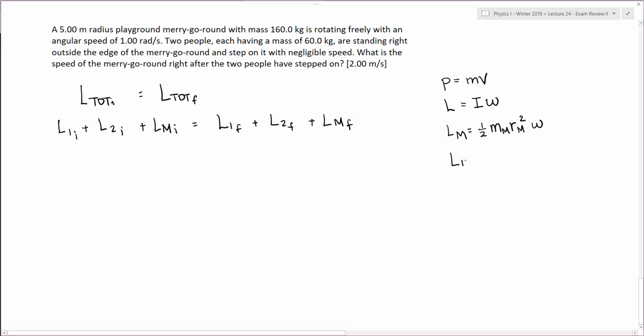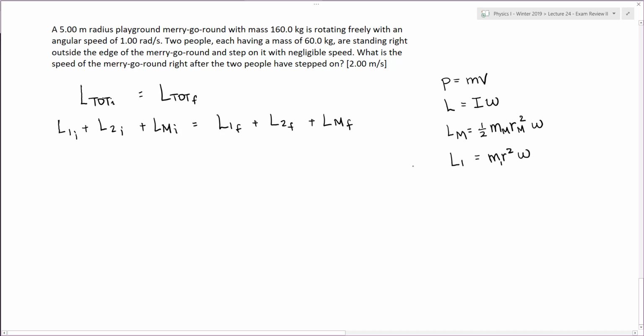So the L of 1 or the L of 2, they're both the same. We can still think of it as I times omega, but the I, the moment of inertia of a particle, is mr squared. So now we're talking about the mass of the person times r squared times omega, where r is the distance from where that person is to where the axis of rotation is.